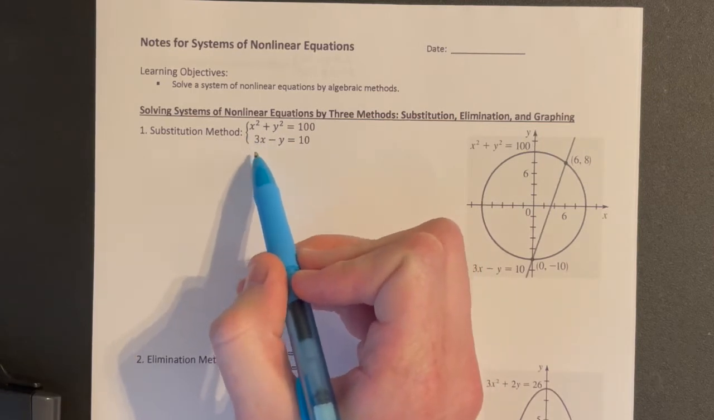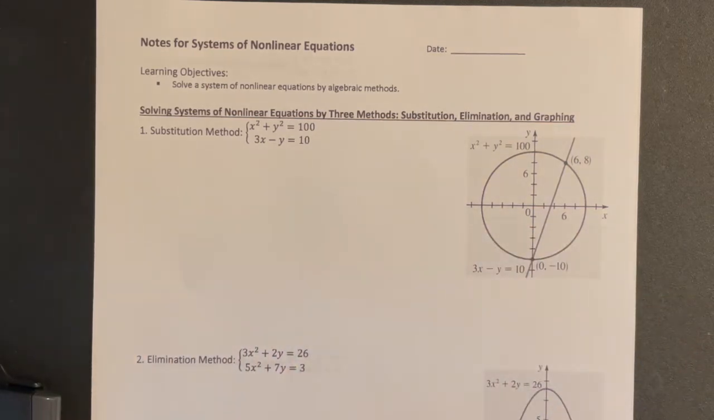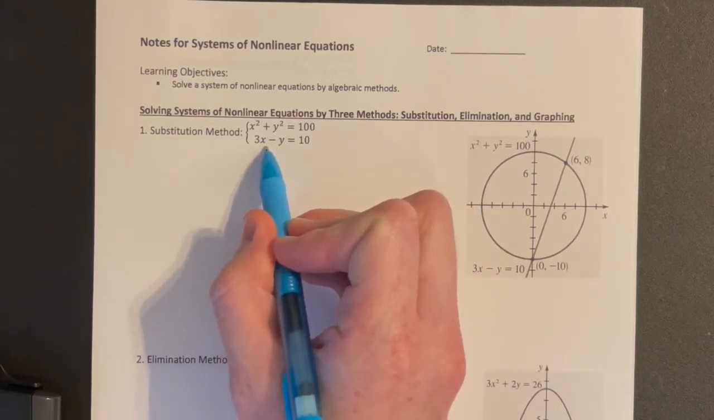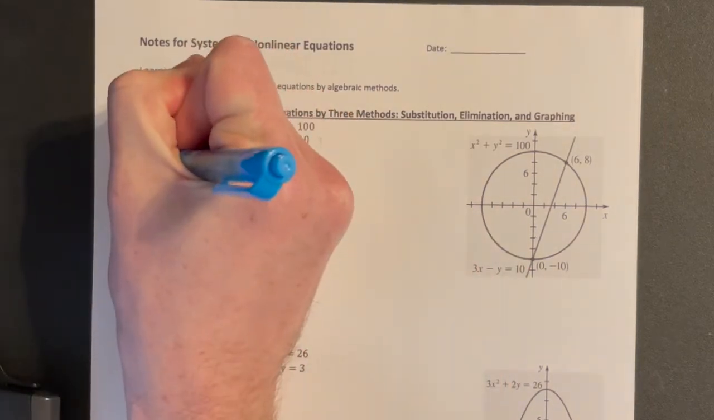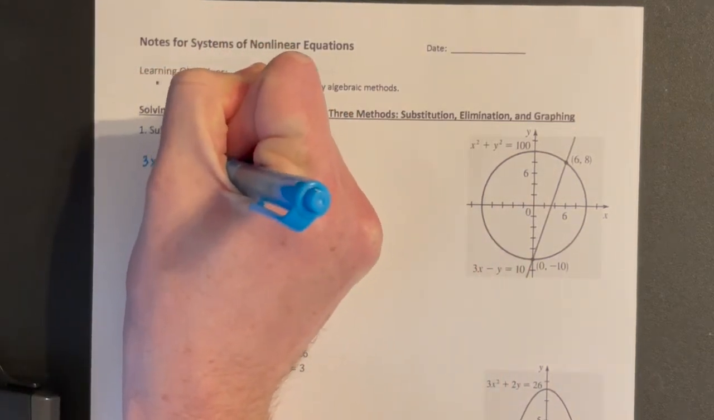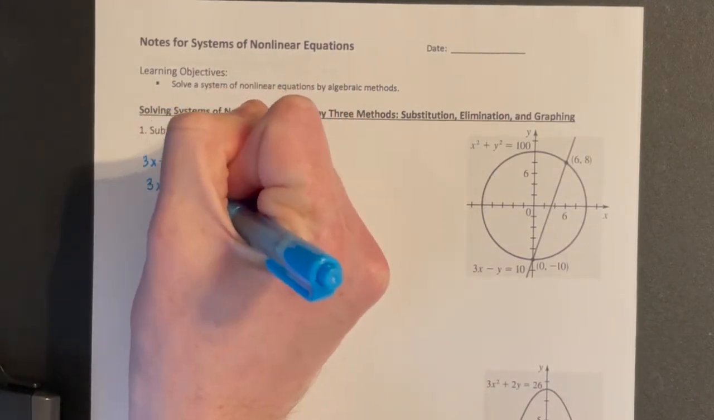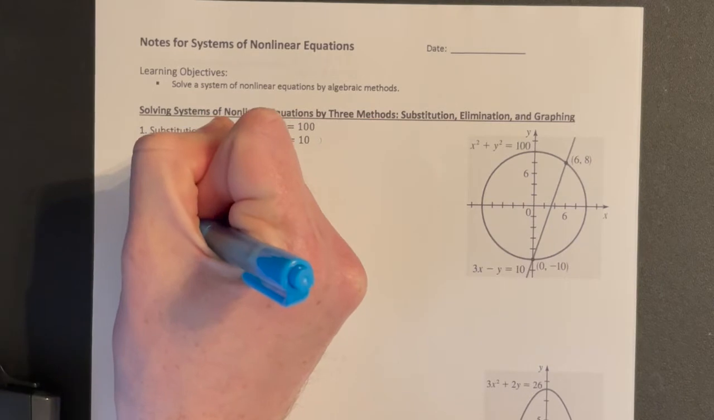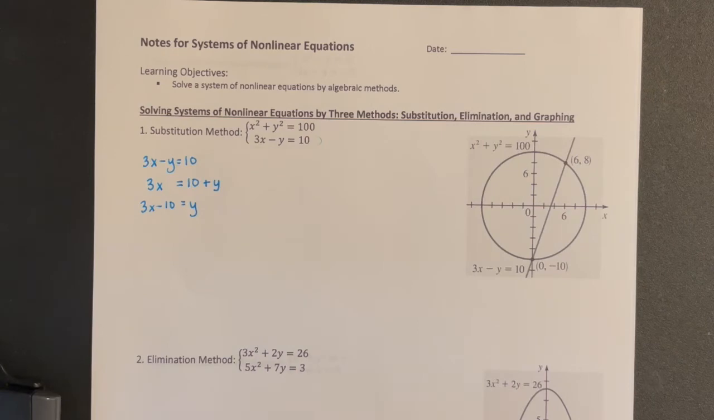If I have this system, x squared plus y squared equals 100 and 3x minus y equals 10, we're going to try the substitution method where we solve for one of the variables. If I take this bottom equation, it would be easiest to try to solve for y. So I have 3x minus y equals 10. And if I just add y to the other side, I have 3x equals 10 plus y. And then move the 10 over, I now have 3x minus 10 equals y. So that part's at least solved for y, and I can substitute it into the other equation.